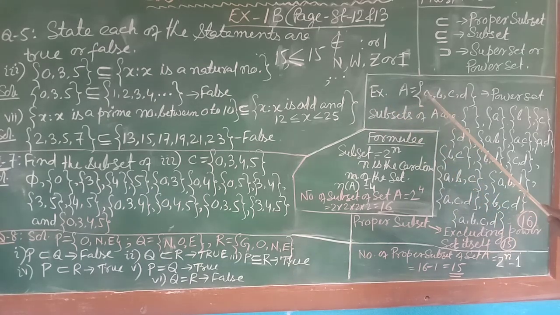Suppose set A has elements A, B, C, D. The first 4 letters of the English alphabet are taken. How many members are here? 4 elements are there. They are A, B, C and D, all separated by commas. Now, from this, how many subsets can you create? When you are told to create subsets from this, it means this becomes the superset or the power set.